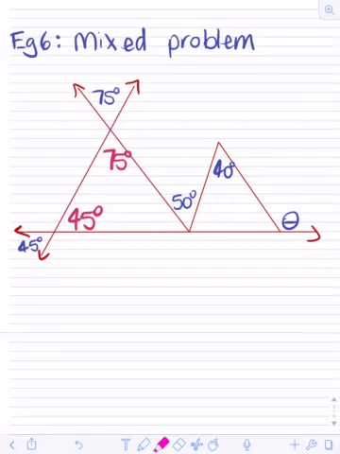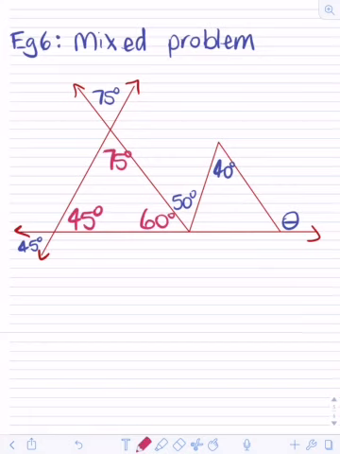Now, if we use a highlighter and we highlight this, I can see that I have this triangle here. And in that triangle, I already have two angles, 45 and 75. Now, I know a triangle must add up to 180. So I can do 45 plus 75, which equals 120. How much more do I need to make 180? I need 60 degrees more. So I can state that this here is 60 degrees in order to make that triangle 180.